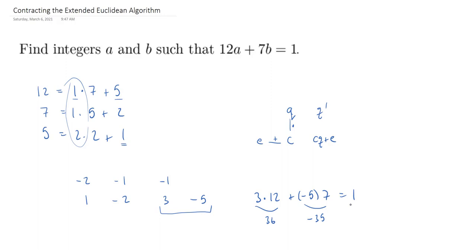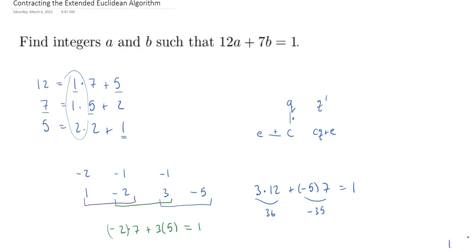A little extra comment here, and this is something we'll prove in the next video. If I look at these two adjacent ones, negative 2 and 3, those can be used to find a representation of 1, not in terms of 12 and 7, but in terms of the next line, 7 and 5. So negative 2 times 7 plus 3 times 5, well, it's negative 14 plus 15, which is 1. And if I go one more over, the 1 and the negative 2, that will give me the coefficients for a representation of 1 in terms of 5 and 2.